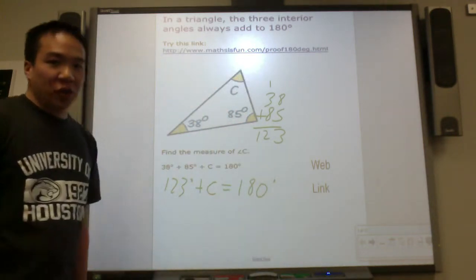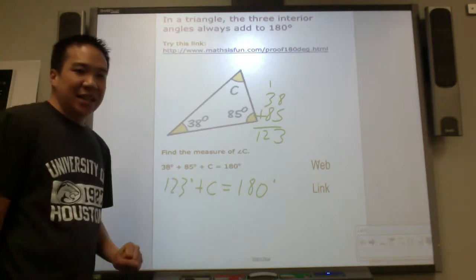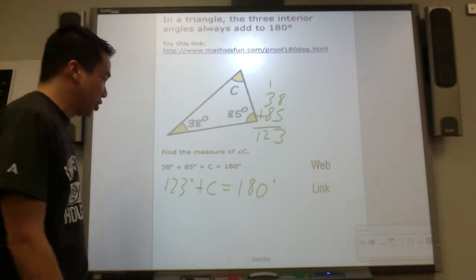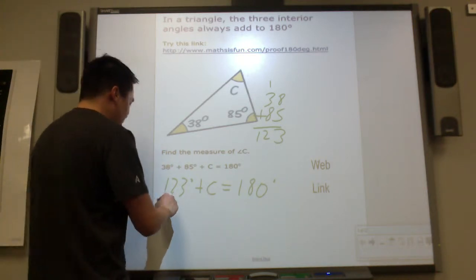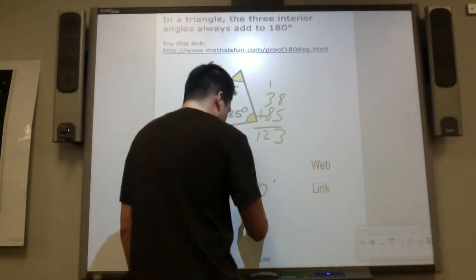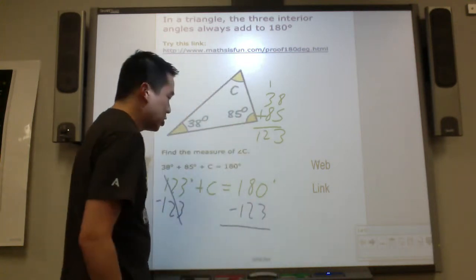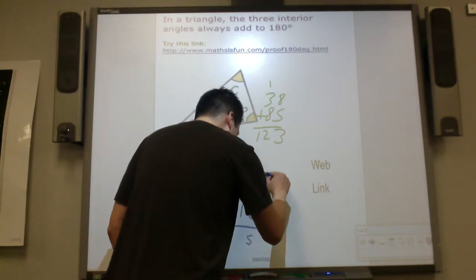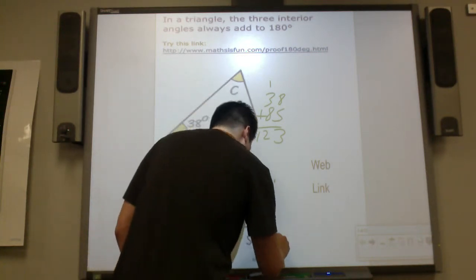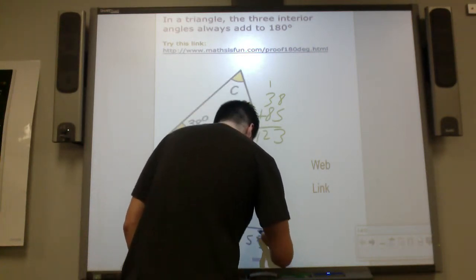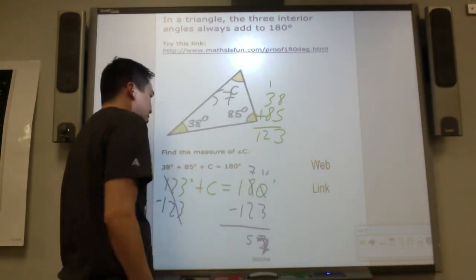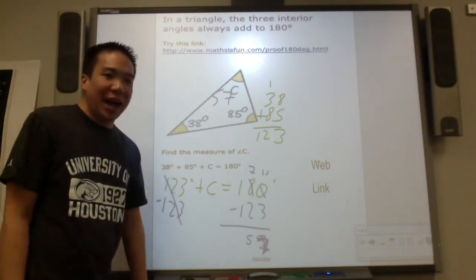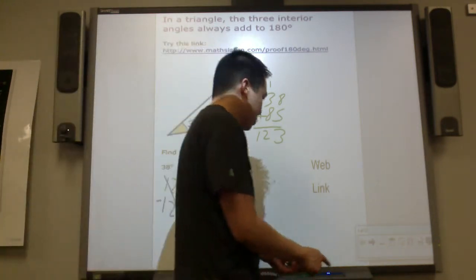We do know how to solve equations now. I want to isolate C. I need to get rid of 123. The inverse operation is subtraction. What's 180 take away 123? That's 57. So the third angle C is 57 degrees. To check your work, if you add 57 to 85 to 38, it will add up to 180 degrees.